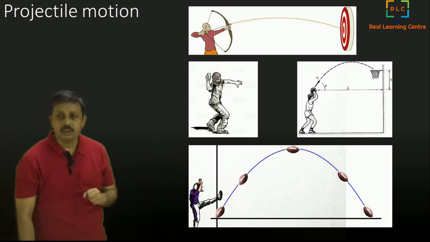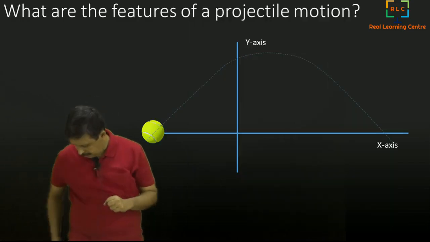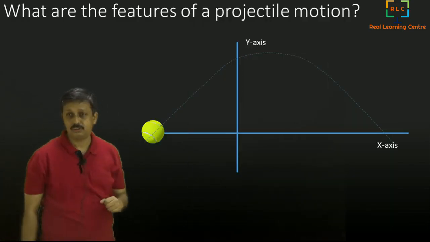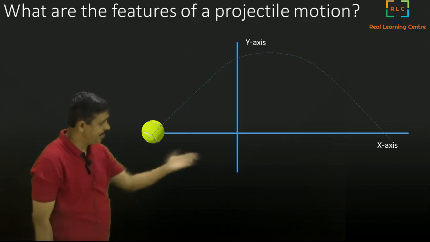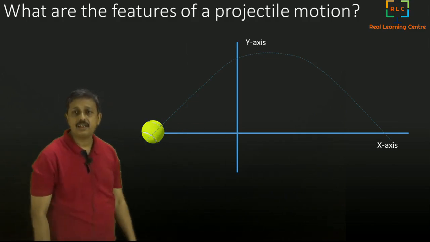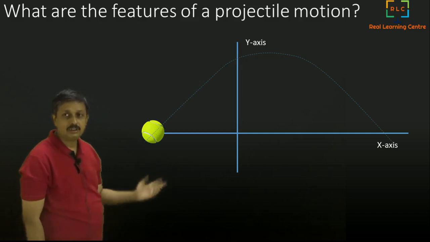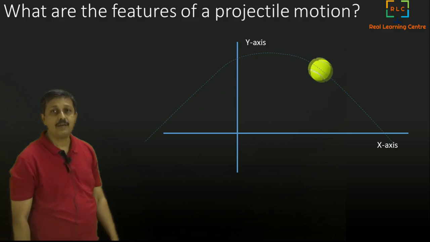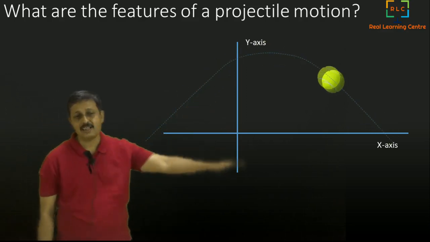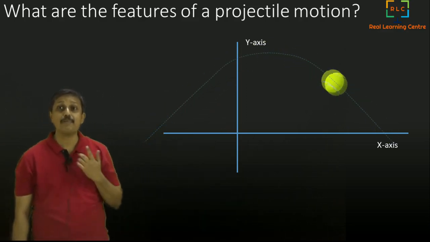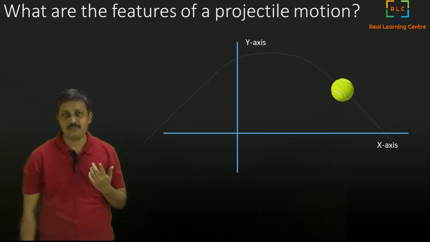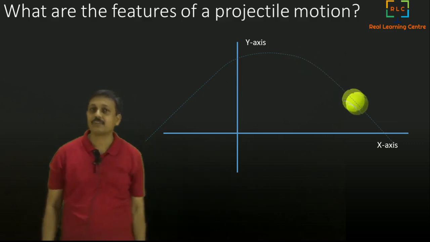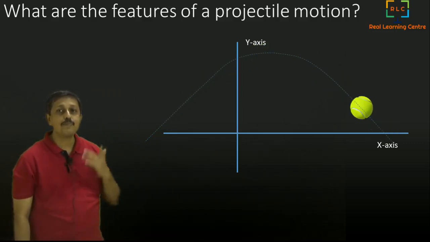Okay, so now let us look at very simply what are the features of a projectile motion. I am going to show you again the x-axis and y-axis, and I'll show the ball. So let's say the ball goes like this. This is what we call a projectile motion. It takes the path of a geometric entity called a parabola. So such a thing is a projectile motion.